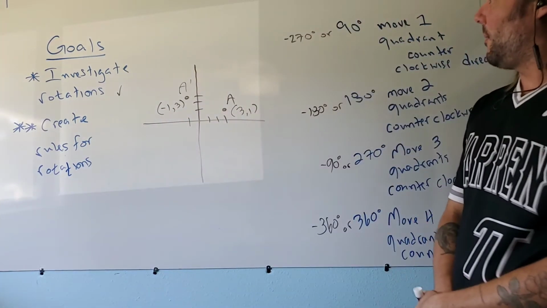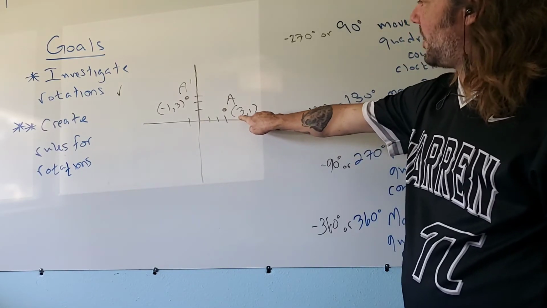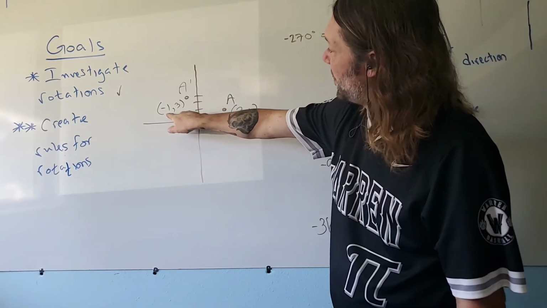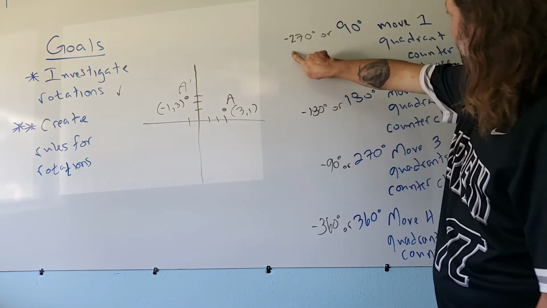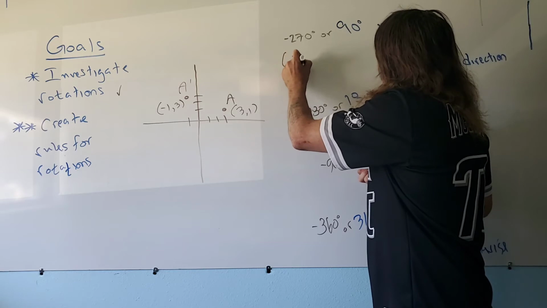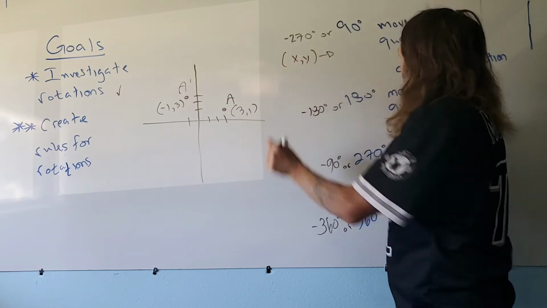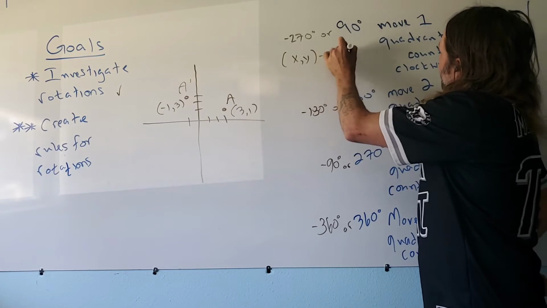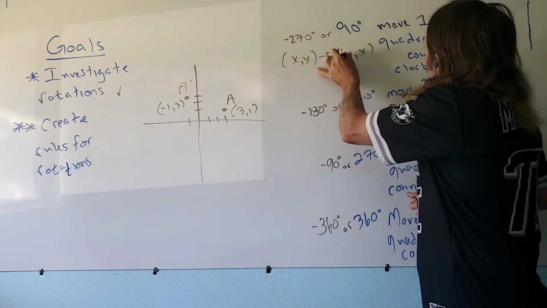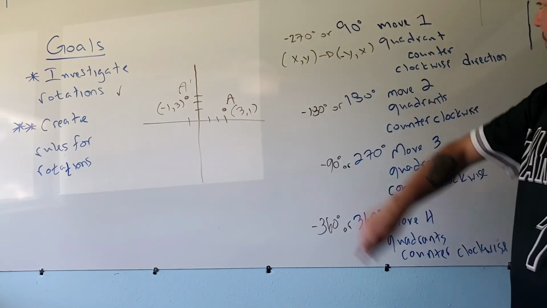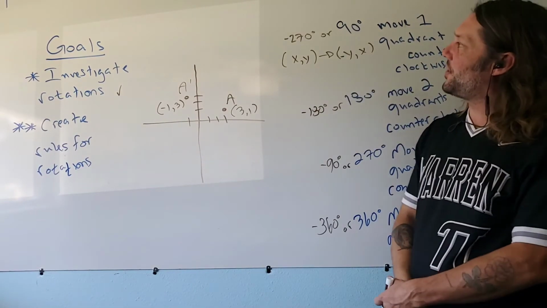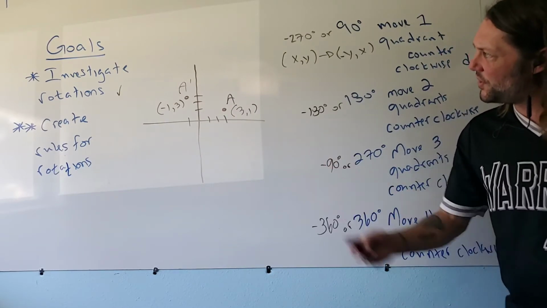And so what's happening here is my X value now becomes my Y value, and my Y value now changes to the X value, and it changes signs. So for this rule, you're going to take your ordered pair, whatever it is that you start with, and you're going to switch the X and the Y. You're going to switch their location, and we're going to change the sign of the Y. Okay? So this is my rule for a 90-degree counterclockwise rotation or a 270-degree clockwise rotation.